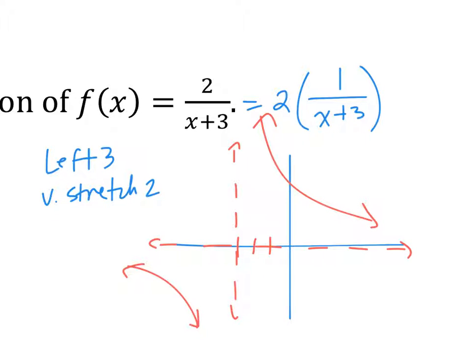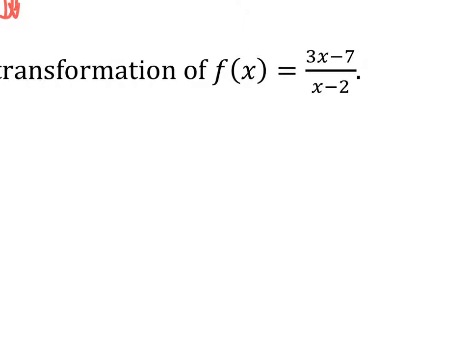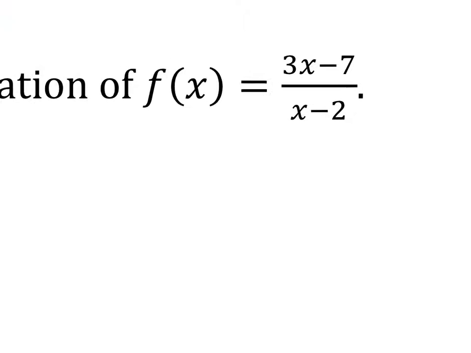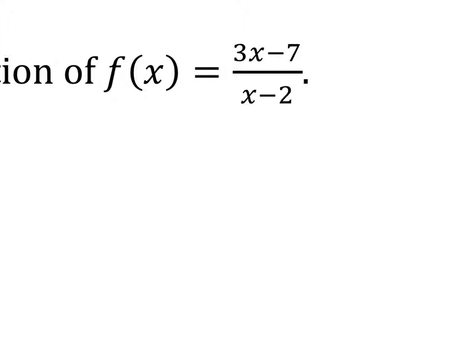Now let's go back to the second one that we skipped. First of all, is this a rational function? Rational function means x is in the denominator. So is this a rational function? Yes. But does it look like 1 over x? No, not at all, right? Because in the numerator, there's another x. So this does not look like the parent function at all. So what we want to do is change it so it looks like the rational function parent function. And how do we do that? We have to do long division.